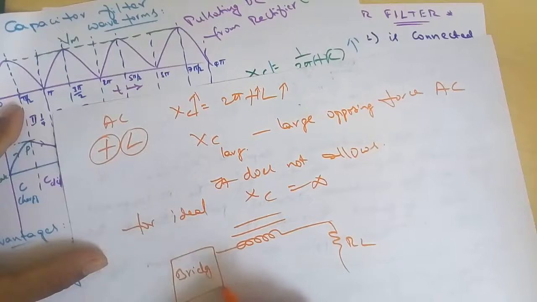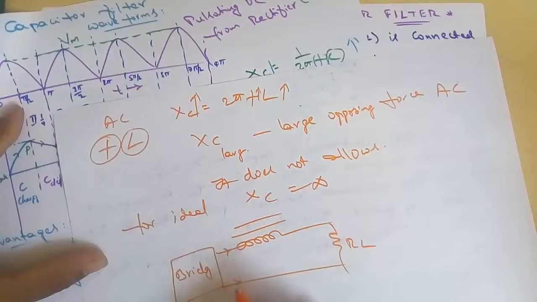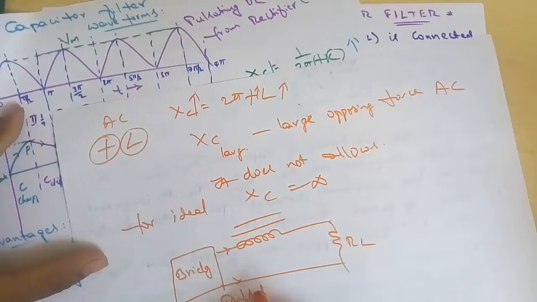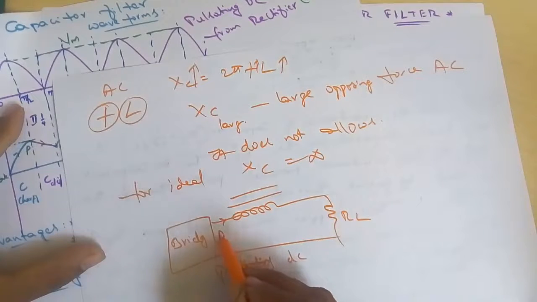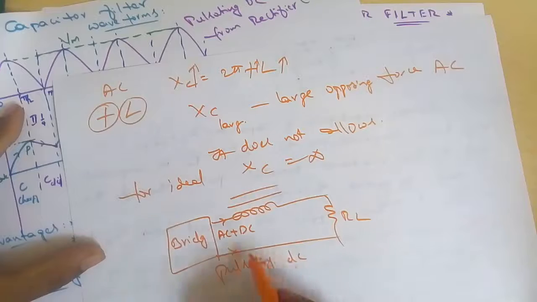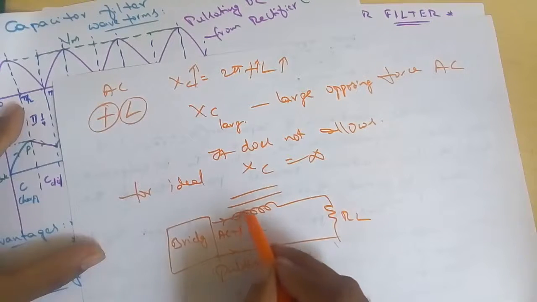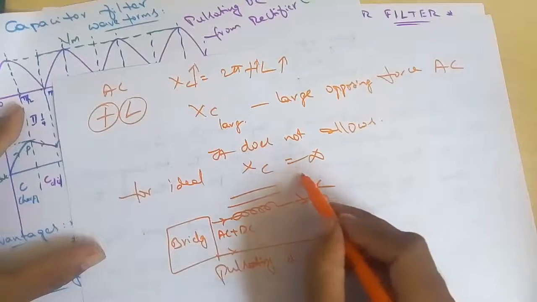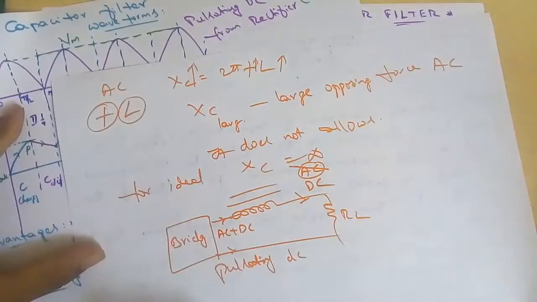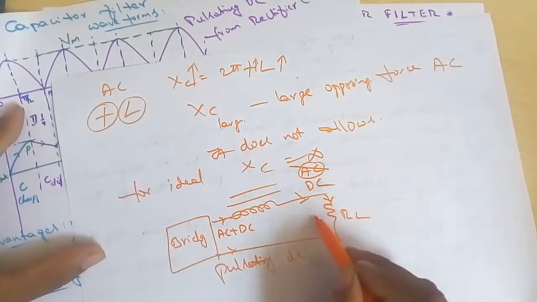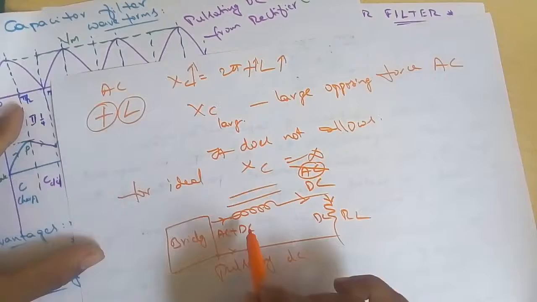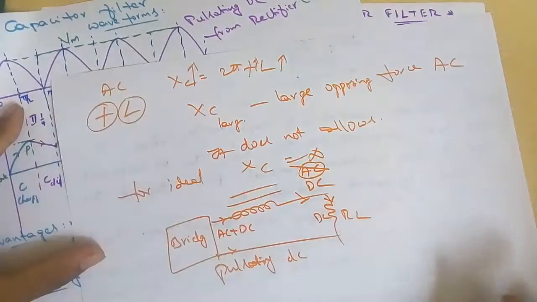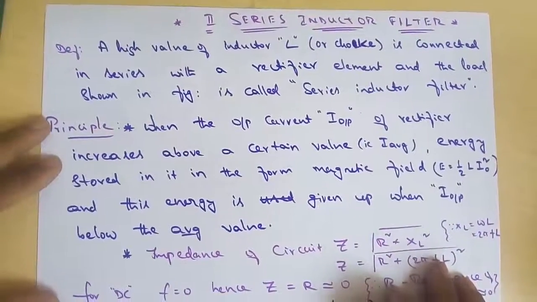Here we are using pulsating DC. Pulsating DC means AC plus DC is there. That AC will not be allowed through the inductor. It allows only DC and does not allow AC. Hence only DC is flowing through the load resistance RL. In this manner AC was rectified. That's why the inductor should be in series, and that's why it is called the series inductor filter.